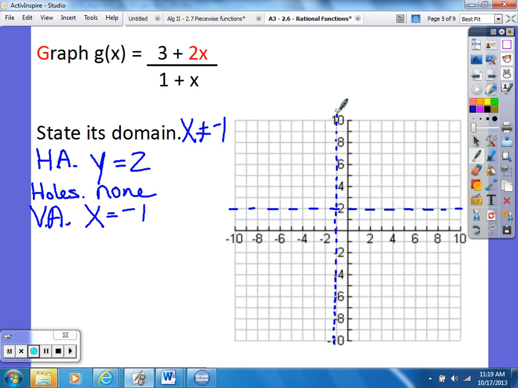And just so you know, if you're the type of person that likes to use colored pencils or different things, if you want to make your horizontal and vertical asymptotes a certain color, that's cool with me. I like that. Okay, what's after that?